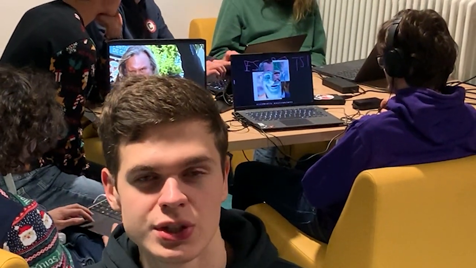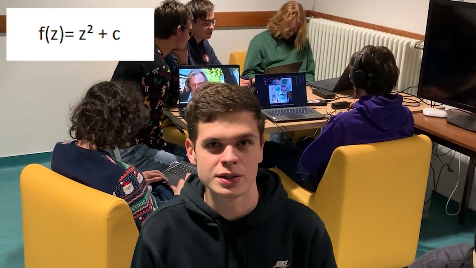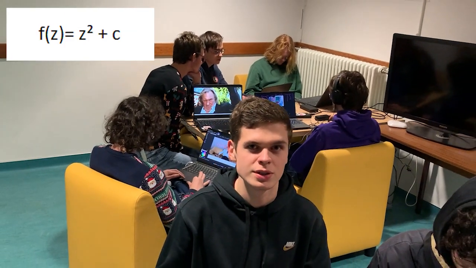The equation that generates the Mandelbrot set is a simple iterative formula involving complex numbers. The formula takes a complex number, c, and then repeatedly applies the equation f(z) = z² + c to it, where z is the result of the previous iteration.